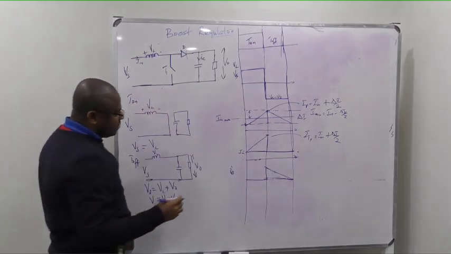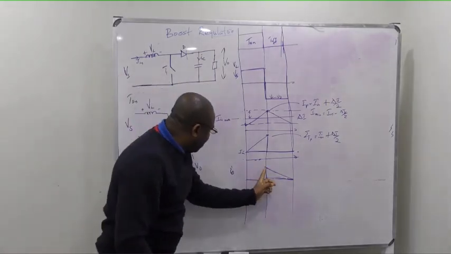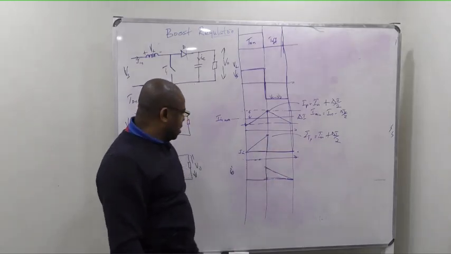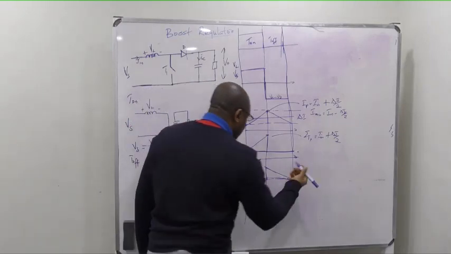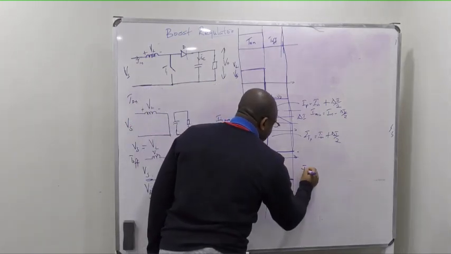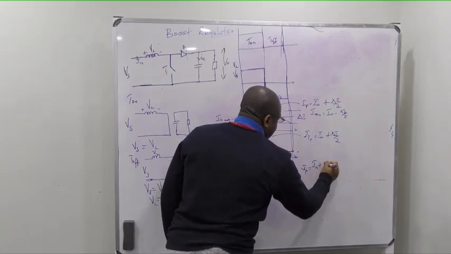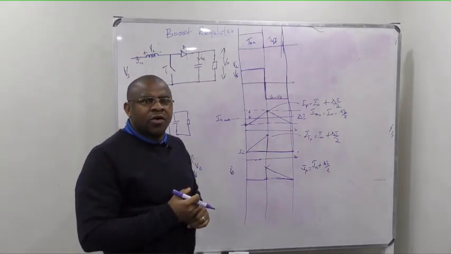Okay. So that is the current flowing through that inductor. The peak value is the same thing as the peak value of the current flowing through the transistor. The same thing. Okay? So I peak here is the same thing as I in plus delta I over 2. All right? Did you get that? Okay.